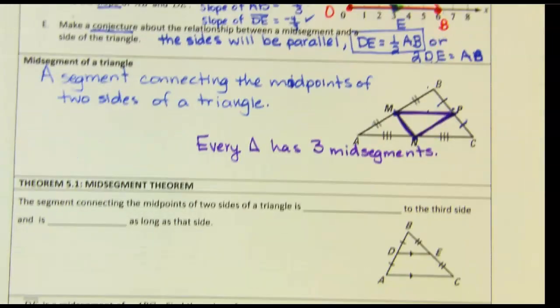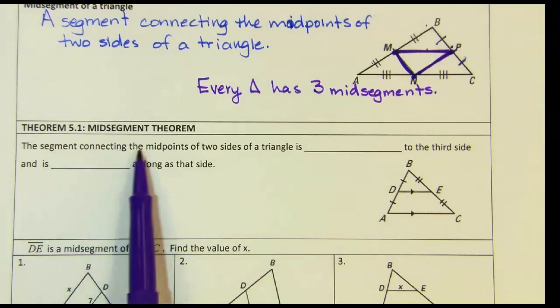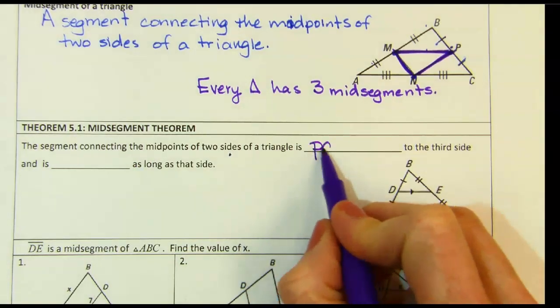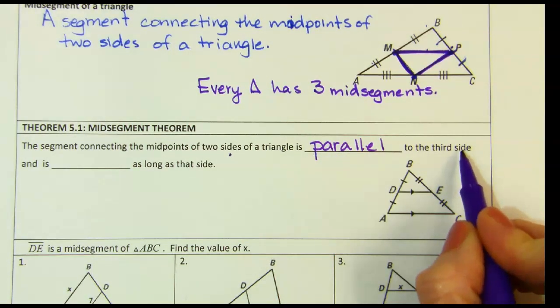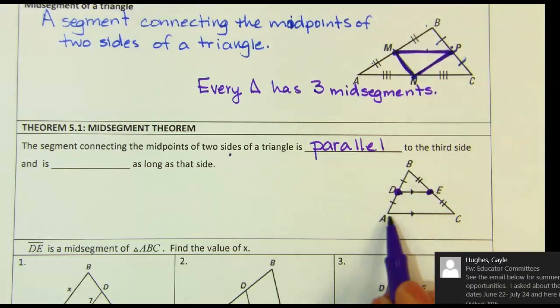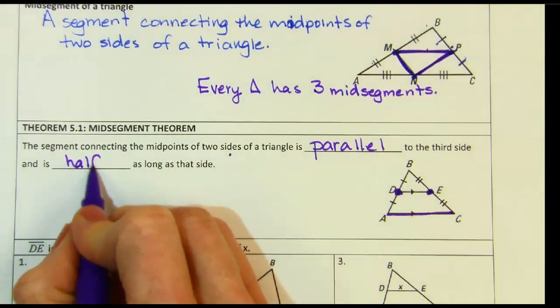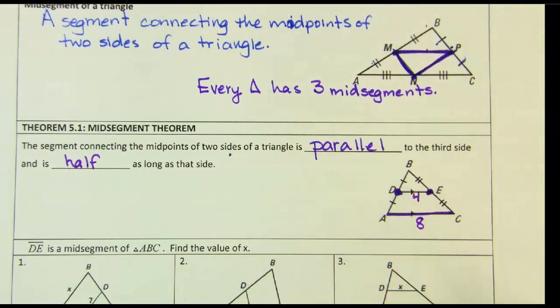Now, that's leading us to our first theorem in chapter 5. It is called the midsegment theorem. It says the segment connecting the midpoints of two sides of a triangle is parallel to the third side. So when it says third side, it connects here, here. It connects these two sides. Therefore, it's going to be parallel to this side. Now, it is also half as long as that third side. So for example, if this was 4, this would be 8.